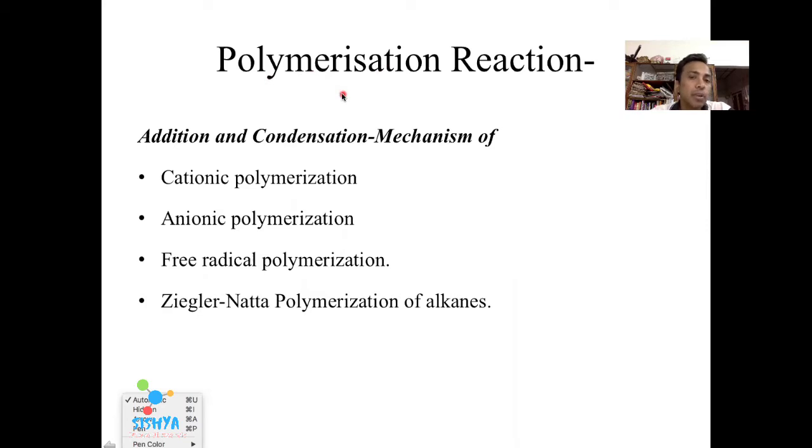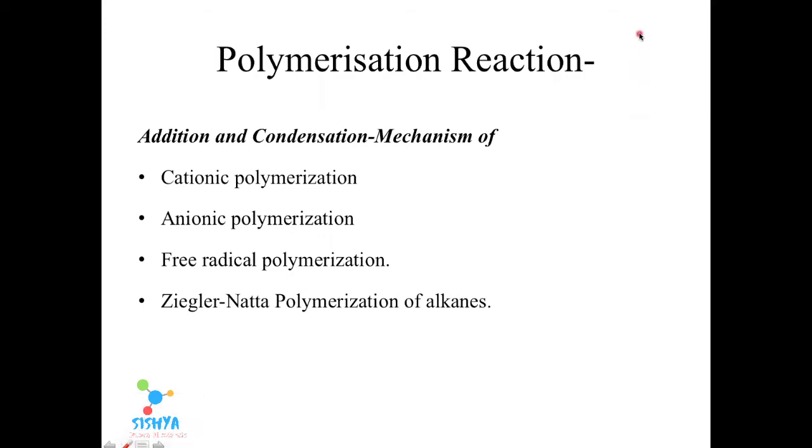Addition and condensation have already been discussed in the earlier part. In addition, a single monomer unit is needed to form a polymer without producing any side product. While in condensation, there can be one or two monomers, and the formation of another part has to be there. That means a side product has to be formed.